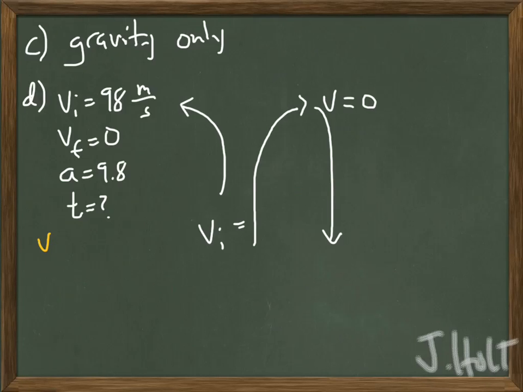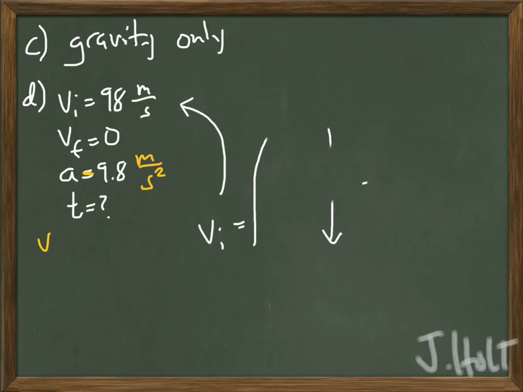So we can use that as our VI, and then use VF up here equals 0 to solve for the time. Because we know the acceleration. The acceleration is just going to be negative 9.8, always pulling it down. Gravity is always pulling it downward. So using our VI of 98, using our VF of 0, using our acceleration of negative 9.8, we can find time. Looks like I forgot the negative in front of the 9.8. Let me add that right now. It should be negative 9.8 meters per second squared.